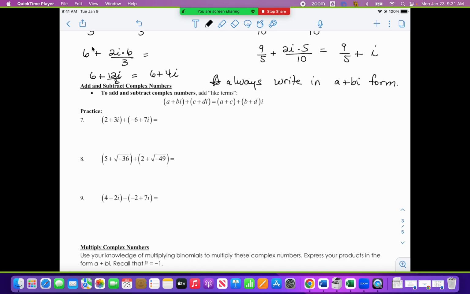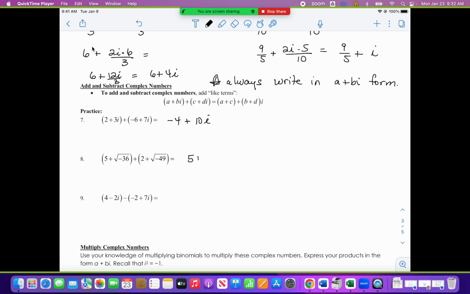All right, to add and subtract complex numbers, you're going to treat i, because i is a square root, like radicals. Remember, if I had 5 square root 2 plus 7 square root 2, it was 12 square root 2. So i is just a square root. So what you're going to do is this is going to be 2 plus negative 6 is negative 4. 3i plus 10i, plus 7i is 10i.